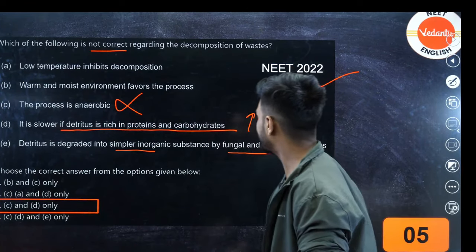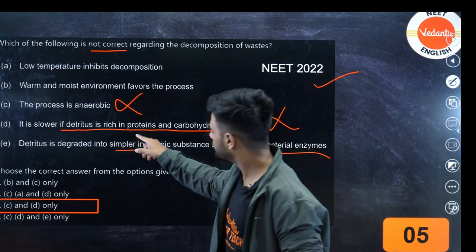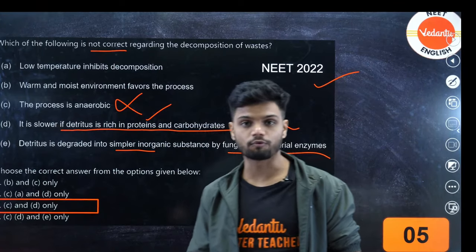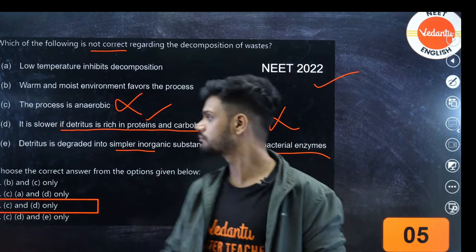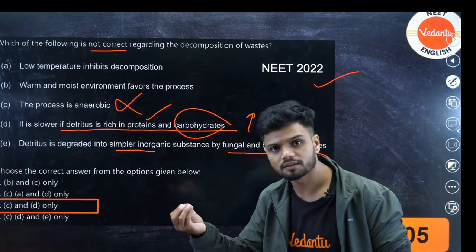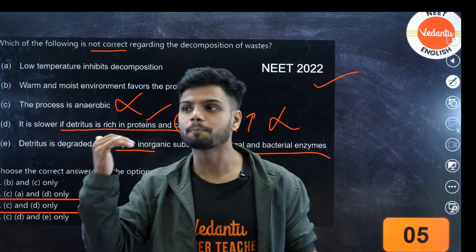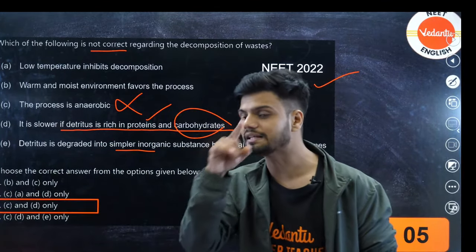And this is wrong because protein is made up of nitrogen, and carbohydrate is a type of sugar. So whenever there is nitrogen and sugar, the process will increase, not decrease.